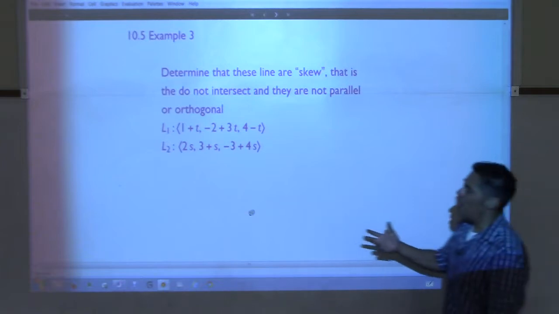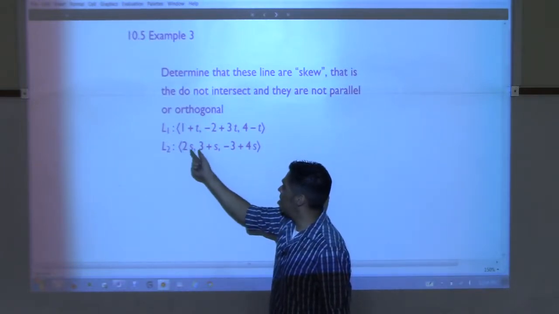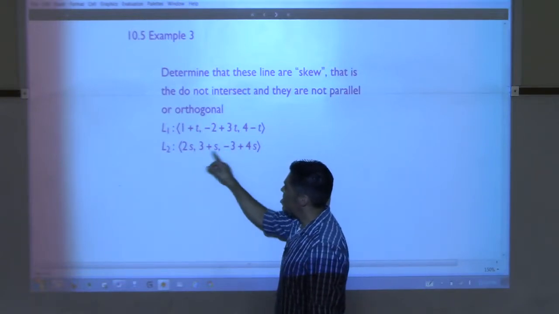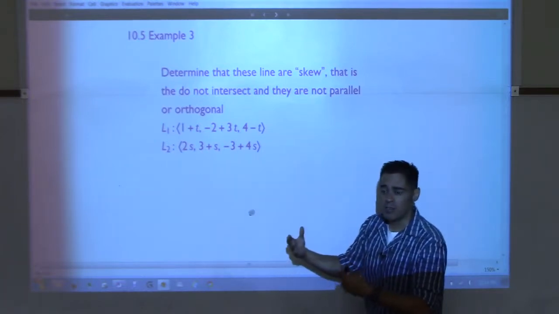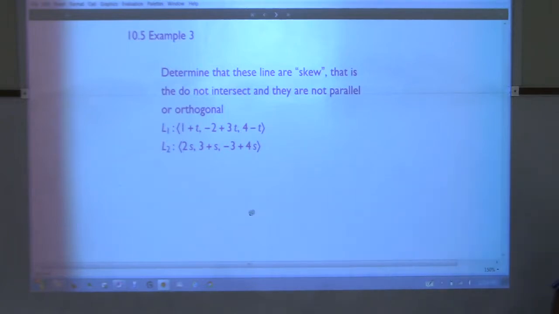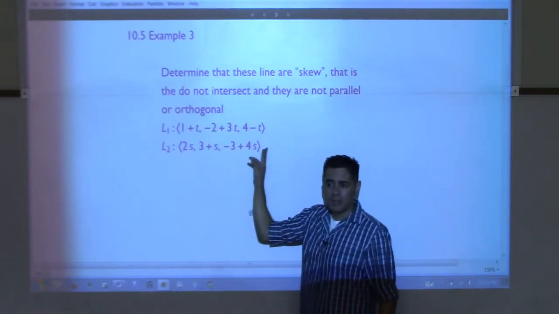Now, we have a second line. The second line again is given in x, y, z, right? These are parametric form. If we set that equal to x, y, and z, those would be our parametric equations. But what's the parameter for that line? S. Could I have used t? I could. T is a dummy variable here, okay?